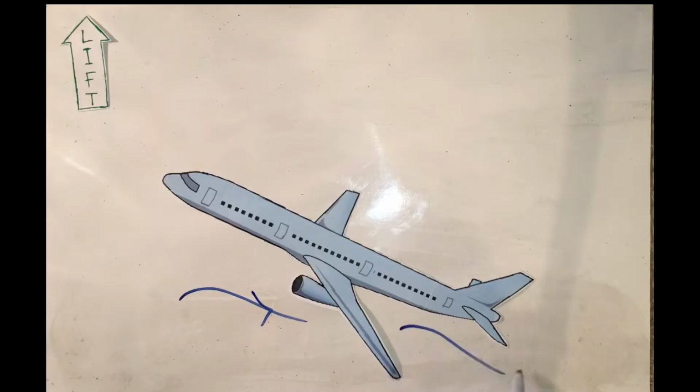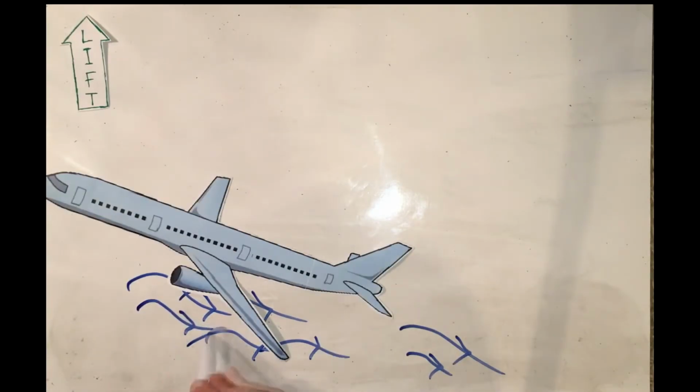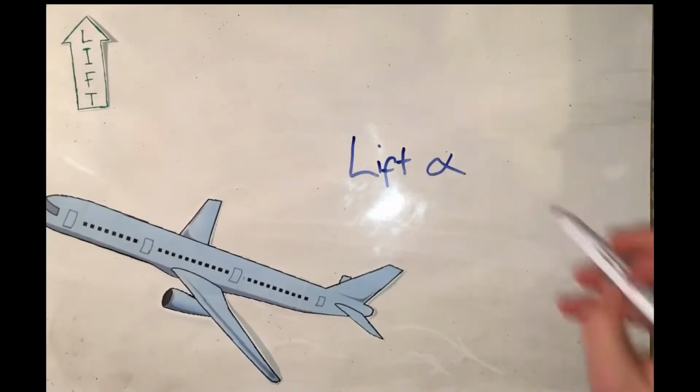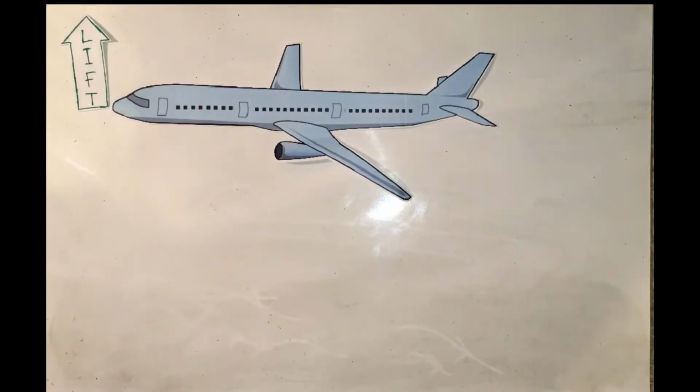However, lift cannot be generated unless the wing is continually forcing air down, and therefore must continue moving forward. We can then say that lift is proportional to the square of the aircraft's velocity. In other words, doubling the airspeed will result in 4 times the lift.